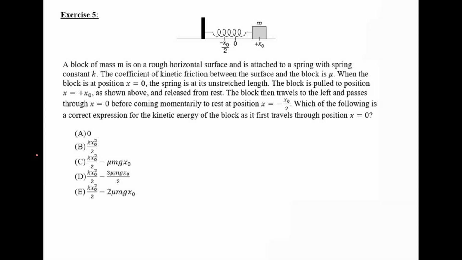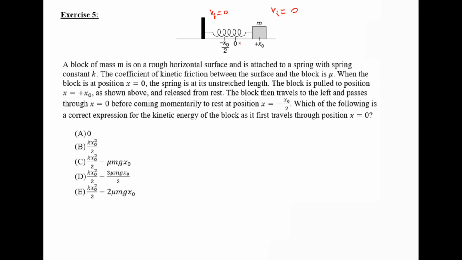So basically we have the same perfect configuration. This is the initial point and the initial speed is 0. The block then travels to the left and passes through x equals 0 before coming momentarily to rest at position x equals minus x0 over 2. So the final position is here. Which of the following is the correct expression for the kinetic energy of the block as it first travels through the position x equals 0?